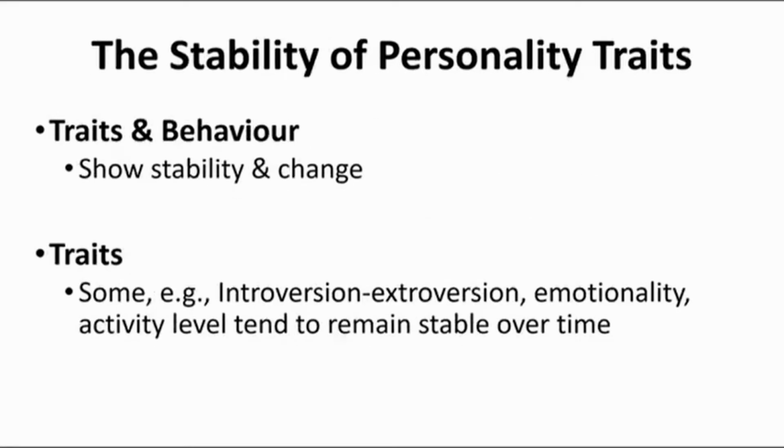Now, at the beginning of the chapter, we started talking about personality traits and the fact that our personality tends to be relatively stable. Now, we didn't say entirely stable, because in terms of our traits and our behaviors, we see evidence for both stability and change depending on the situation and the setup. So, for the most part, some of our traits, things like our introversion-extraversion spectrum, our levels of emotionality, and our activity levels, how energetic we are, those tend to remain stable over time. So they tend to be pretty consistent, at least once we've hit adulthood. There's lots of changes that happen as we mature from childhood to adulthood, but once we hit adulthood, they tend to be pretty stable over time.